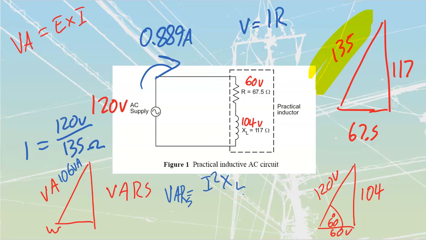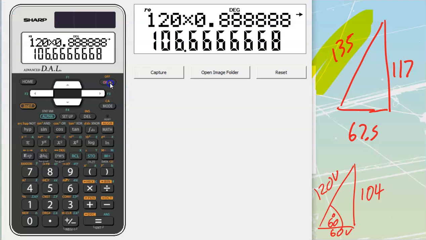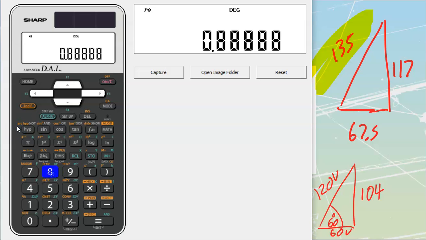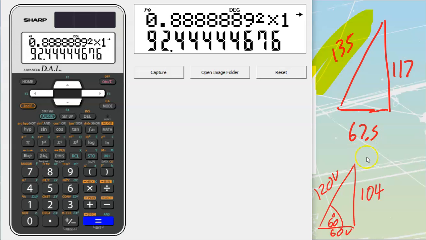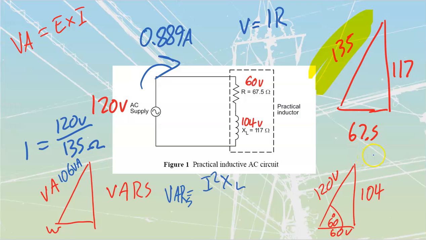So we'll go 0.8889 squared multiplied by 117, which is my XL value, which gets me out to a value of 92.44. So that means that for my VARs, we are at 92.44 VARs. Makes sense, right? If we take a look at this, the hypotenuse is larger than this side of the triangle.